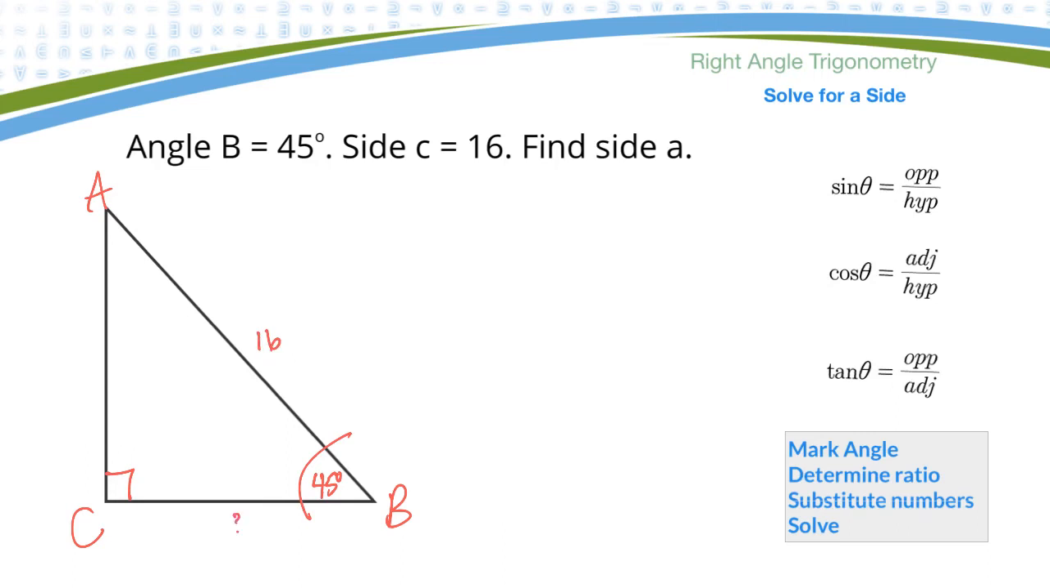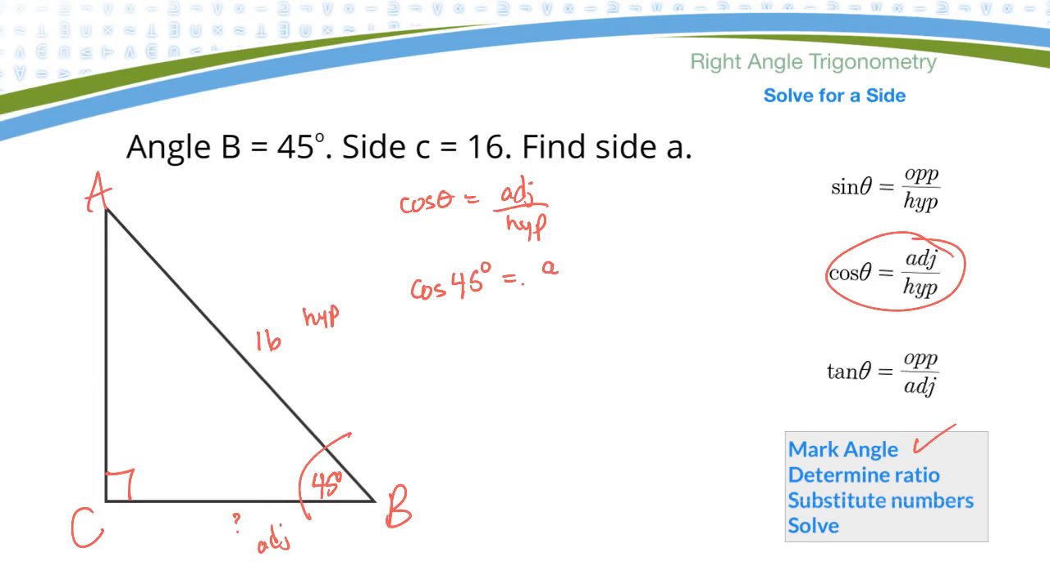So now I've got to figure out which ratio I need to use. I've marked my angle. The ratio needs to have the hypotenuse in it, and this side right beside is the adjacent side. So again, it looks like I'm going for cos. So cos of an angle is equal to the adjacent side over the hypotenuse. Cos of 45 degrees is equal to the adjacent side, which I don't know, side A, over the hypotenuse, 16. This time I'm solving for little a.